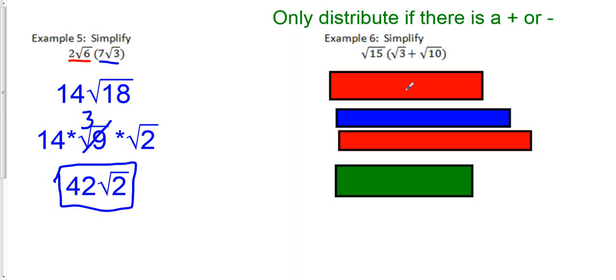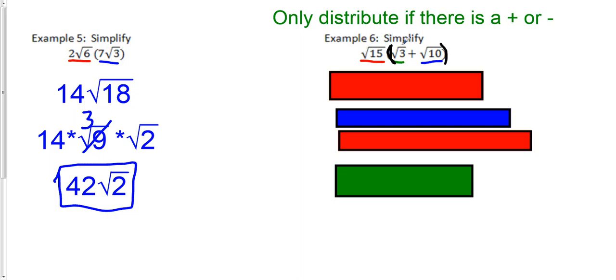In this case, we would distribute. Again, we can see a couple different terms. The square root of 15 is one of them. Square root of 3, but this square root of 3 is inside of the parentheses added with another piece. That other piece, the square root of 10, makes this a binomial. Everything inside this parentheses makes it a binomial. There's two terms in here multiplied by one out here. So in this case, we'd have to distribute.